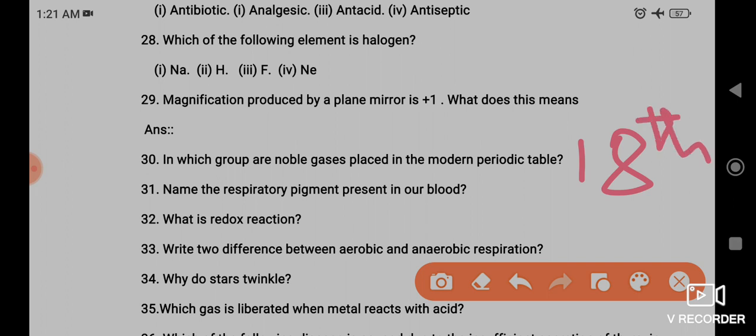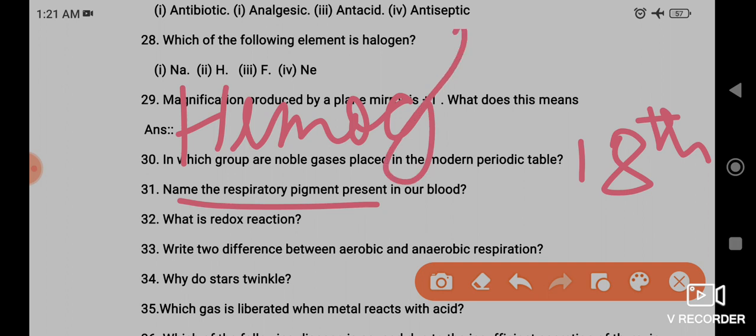Okay, next, name the respiratory pigment present in our blood. All of you know hemoglobin is the respiratory pigment which carries oxygen to different parts of the body. That is hemoglobin, HEMOGLOBIN. Hemoglobin is the pigment present in the RBC which carries oxygen in our blood. Okay.